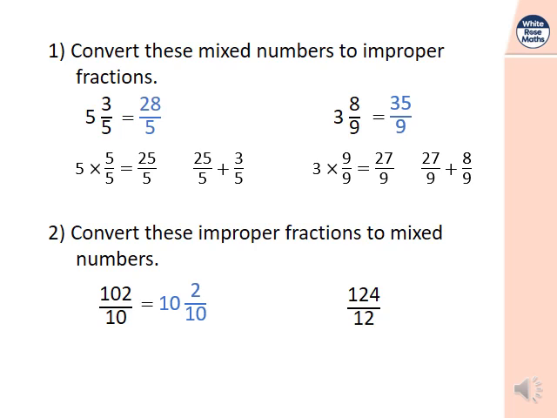And then for 124 twelfths, wow. Well, I know that 10 times 12 is 120. So 120 twelfths are 10 whole numbers. And then my 4 twelfths left over would have given me 10 wholes and 4 twelfths, or 10 wholes and a third. Well done if you managed those.